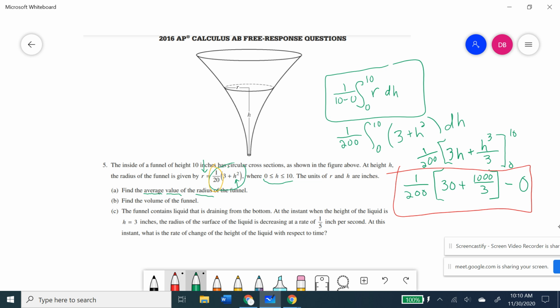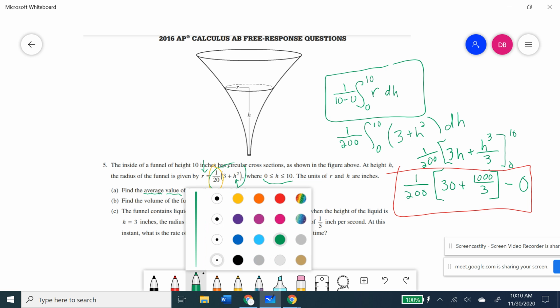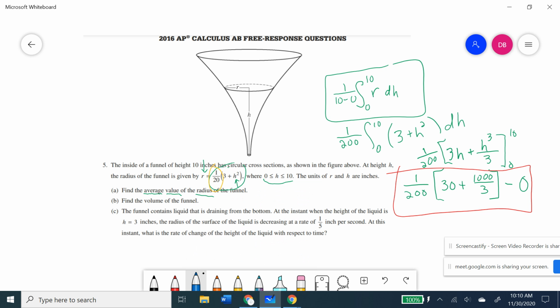Then we move on to part B. For part B, we wanted to find the volume of the funnel. So let me erase stuff from previous. And I'm going to erase this over here as well.